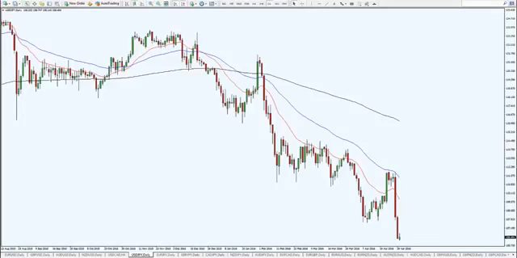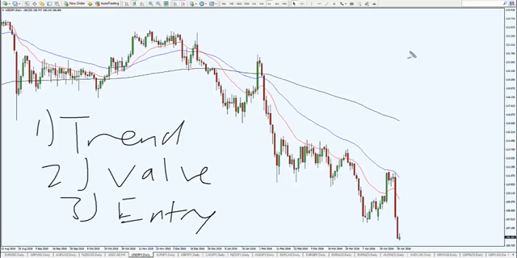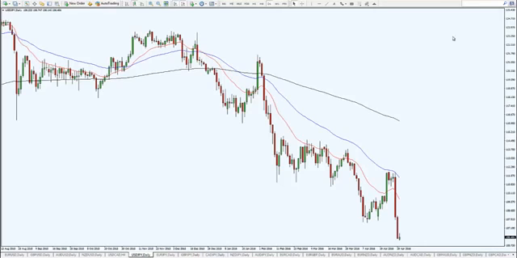So first things first, to find these kinds of setups, you need a few things going for you. Number one, you need the trend. Number two, you need to identify the area of value. Number three, you need to have your entry trigger. Number four is your stop loss. And number five is where you look to take your profits if you are right. So this is basically the framework that we are looking at to enter the trade. Let me walk you through a few trading examples on how you can go about it.